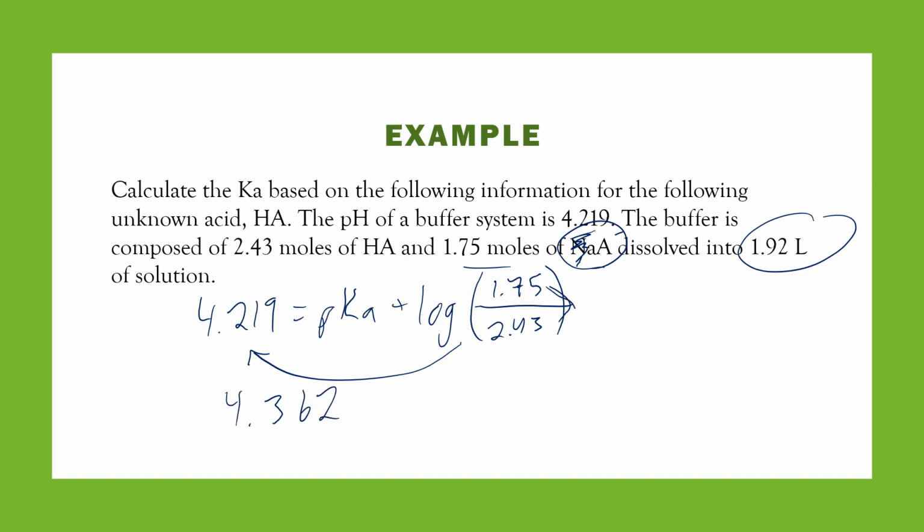Just to remind you, because this is a fraction that is less than 1, when you take the log of that fraction, you'll get a negative number. So when you subtract a negative, this number actually increases. And that makes sense because I have more of the acid in the solution, so the pKa will be larger than the pH. And then from here, all you need to do is 10 to the negative pKa, or 10 to the negative 4.362, and that will give you your Ka value, which is 4.35 times 10 to the negative 5.